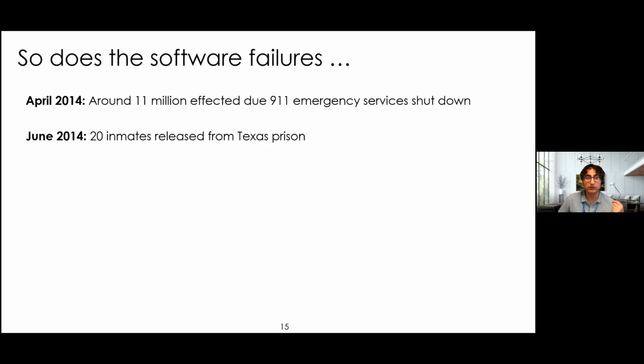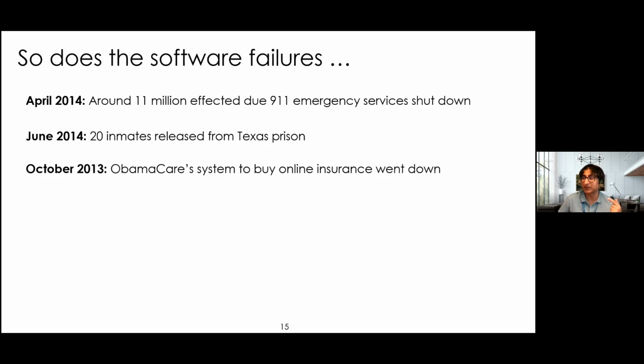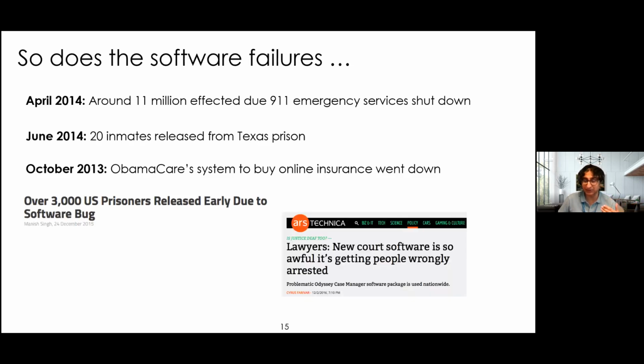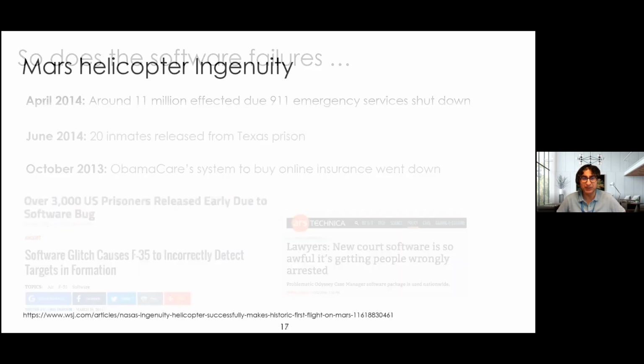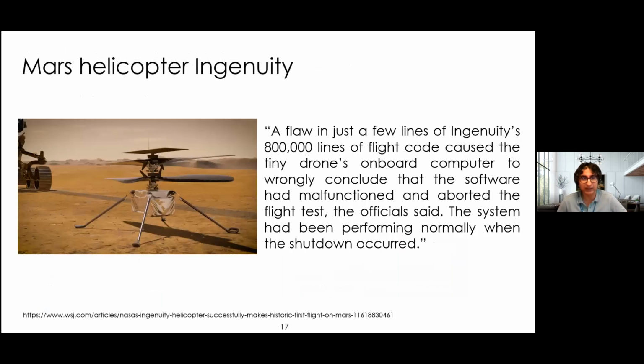In June 2014, 20 inmates were released because of a software fault. There was another problem in the Obamacare system in 2013. There was another bug because of which they released some prisoners. There were problems with lawyer software, and there was a crash in F-35 software. You can easily find so many problems with software all around. And if you're following, for example, the Mars helicopter Ingenuity, there was some problem as well in a very few lines of code that told them something was wrong, but actually nothing was wrong. I stopped following after that, but I think this clearly shows that software is going to be everywhere.